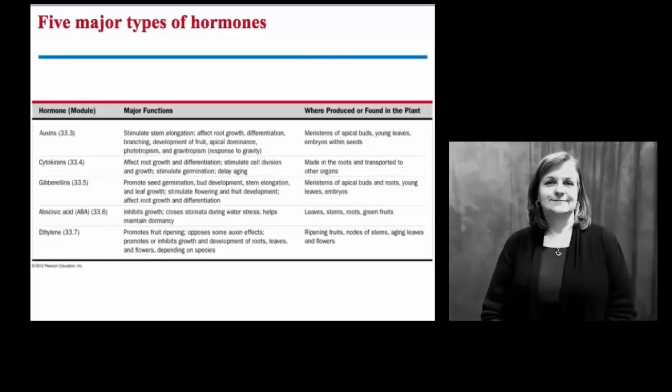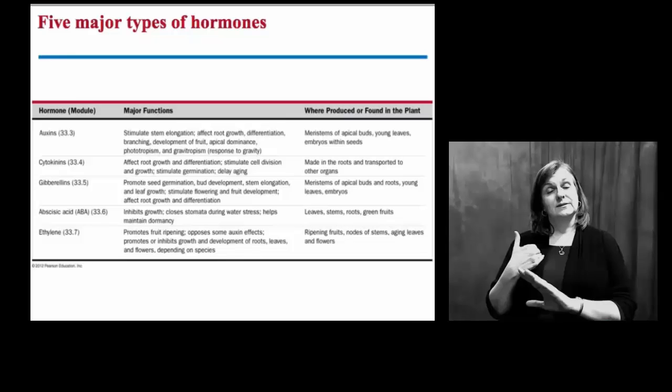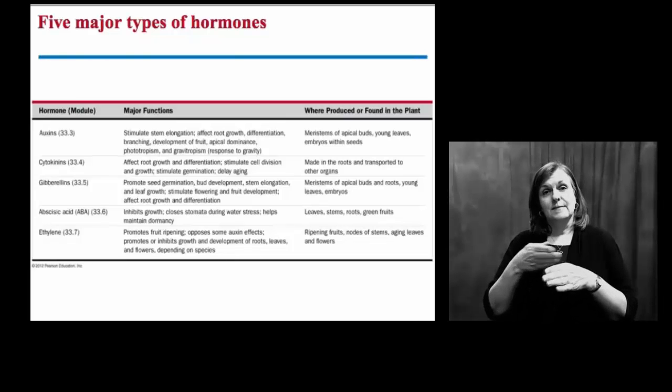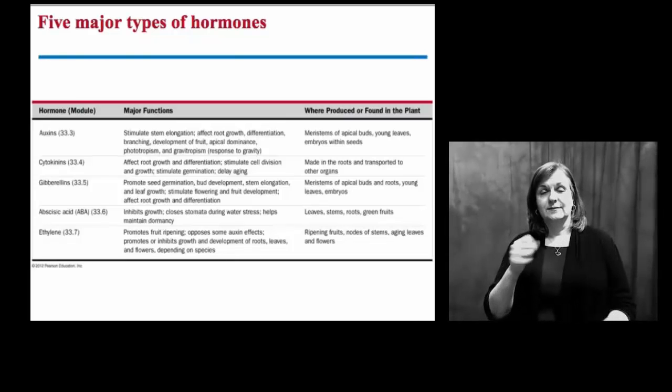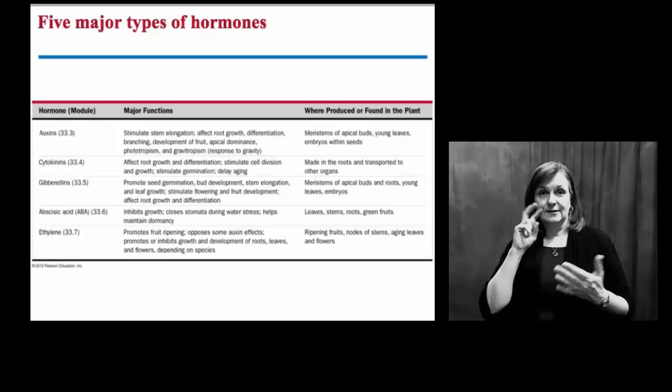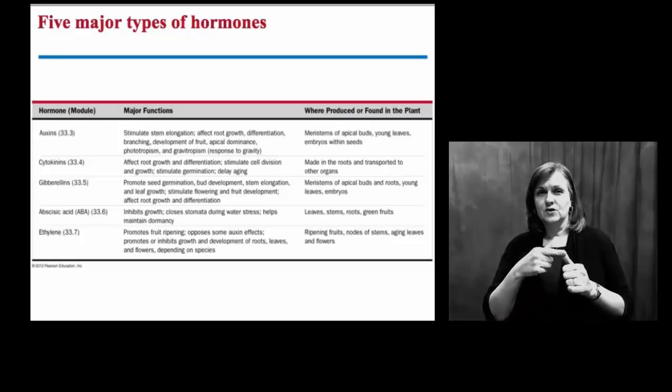We've discussed very briefly five major different types of hormones. They're given to you here on this figure in case you need to refer to spellings. Our first focus today will be on auxins.